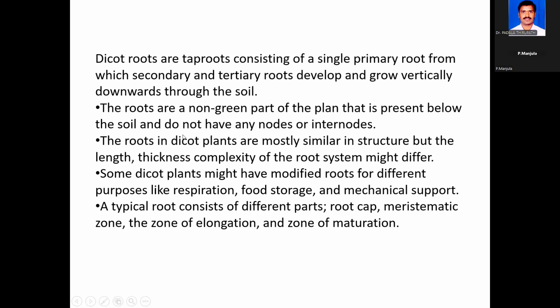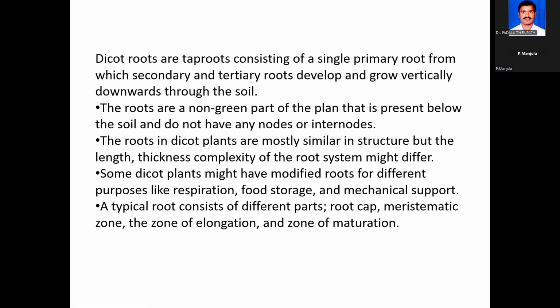Generally, roots are the non-green part of the plant present below the soil, and they do not have any nodes and internodes. When we compare stems, stems have nodes and internodes, but here nodes and internodes are absent. The roots in dicot plants are generally similar in structure, but the length or thickness of the root and the complexity of the root system may be different.